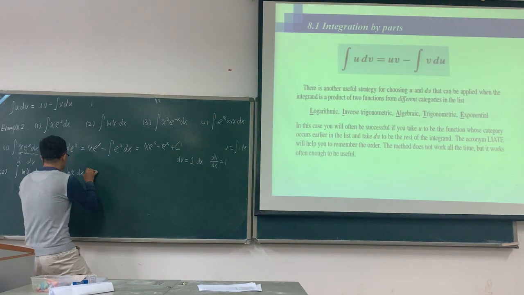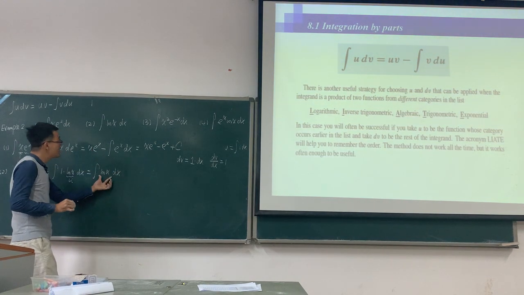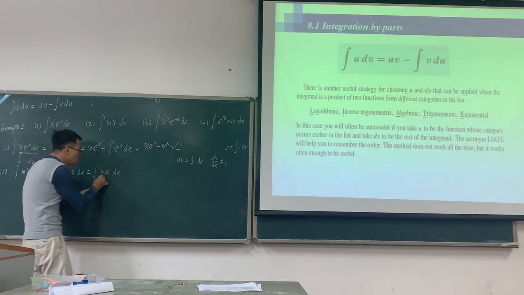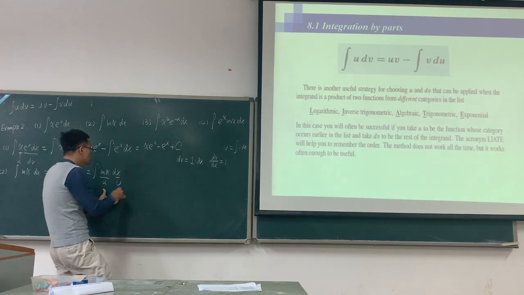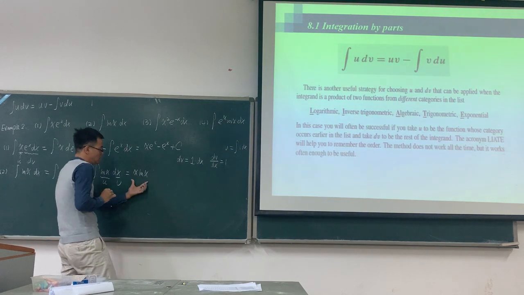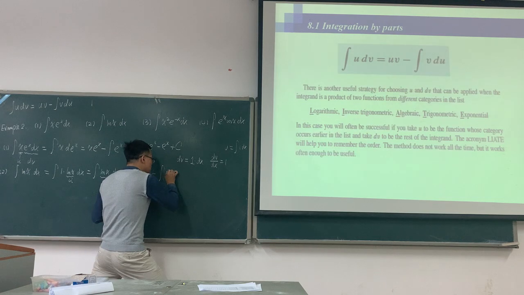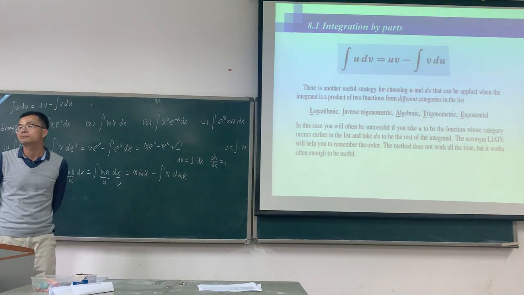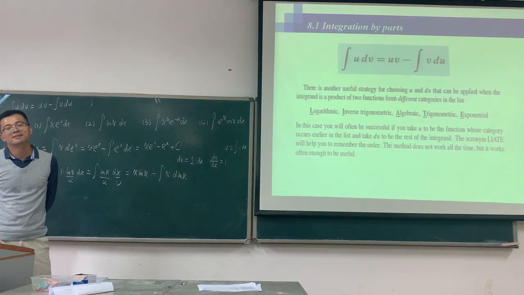So the integral of ln x dx, we use integration by parts. Here is u, here is v. So it equals u times v, so x times ln x, minus the integral of v du. V is x, du is d(ln x). Can you understand here? Yes.